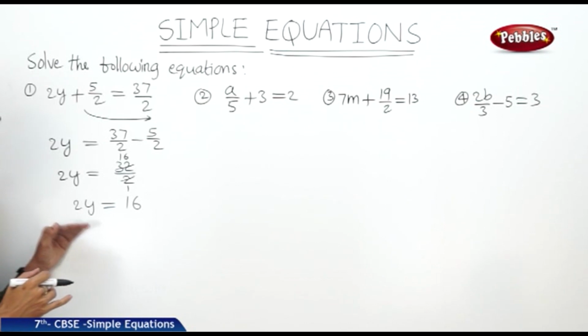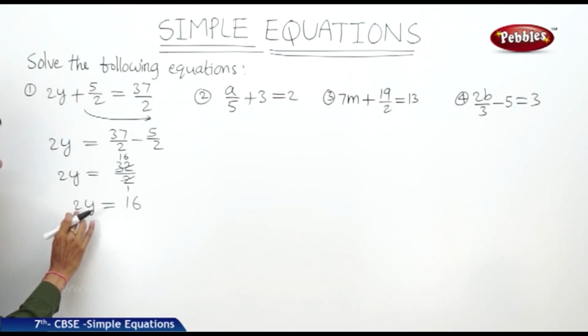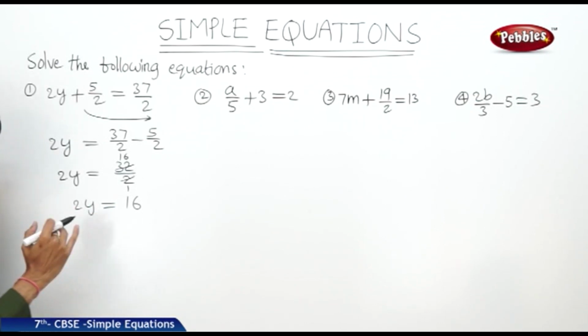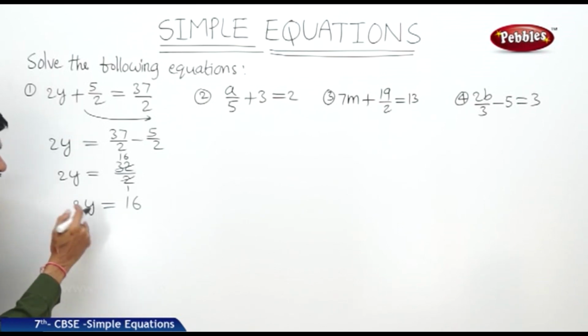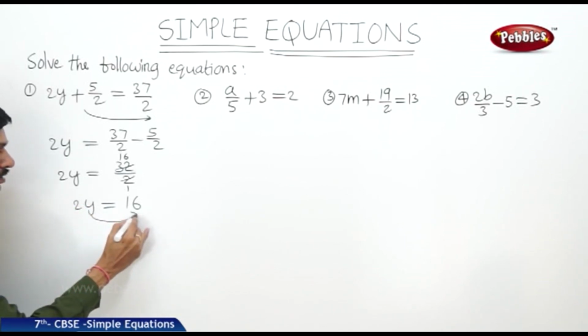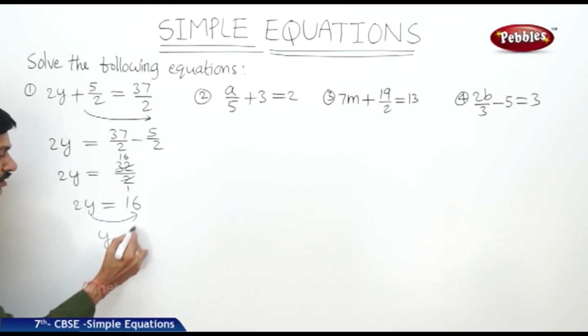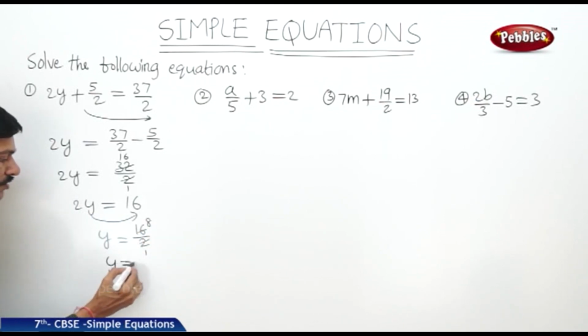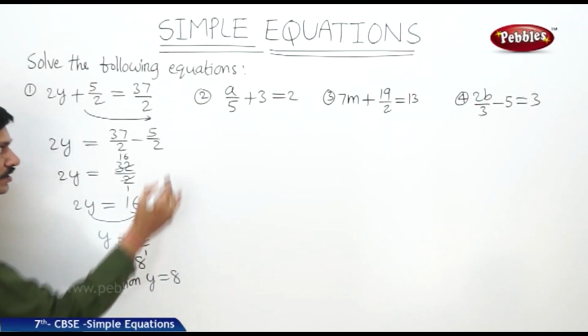Now here y should be separated. In the LHS, 2y means 2 times y. So when the multiplication by 2 is transposed to the RHS, it becomes division by 2. Then y equals 16 by 2, then 2 1s are 2 and 2 8s are 16. So we get y equals 8. So the solution of the equation is y equals 8.